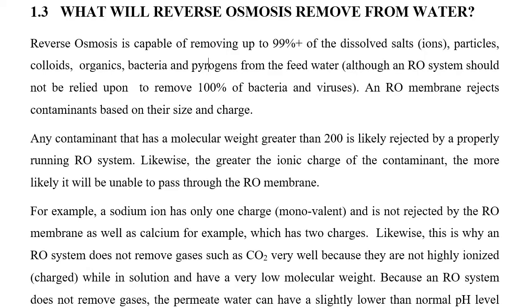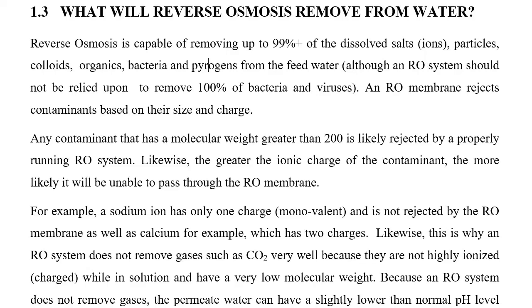And similarly, if the ionic charge on the contaminant is greater, then it is more likely to be rejected by the system. For example, we know that sodium is monovalent, that is Na+, so it has 1 charge. And calcium is divalent, it has 2 charges, Ca2+. So in this case, calcium is more likely to be rejected by the RO system and sodium is less likely to be rejected. So compared to sodium, calcium will be easily rejected by the RO system.